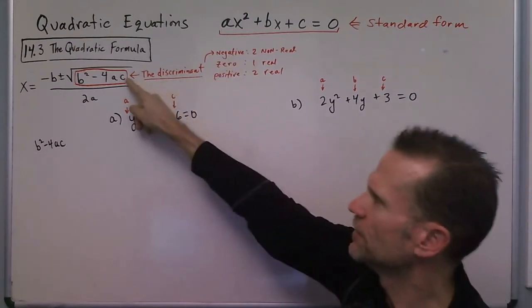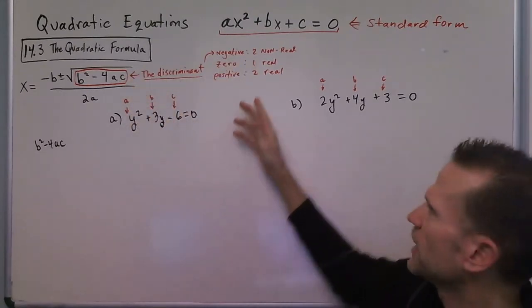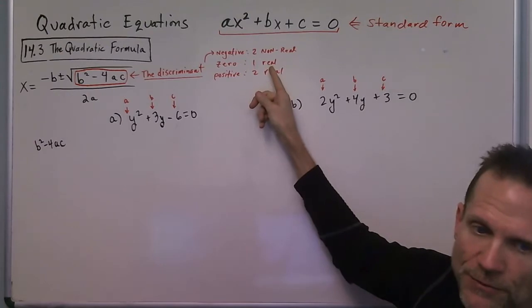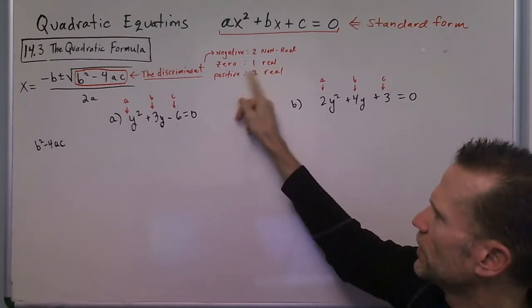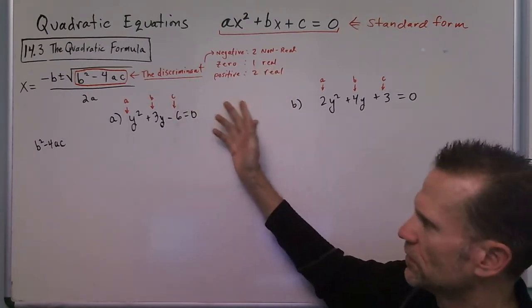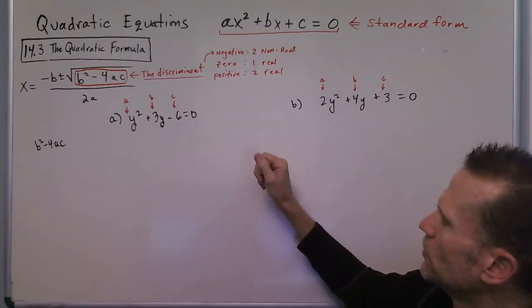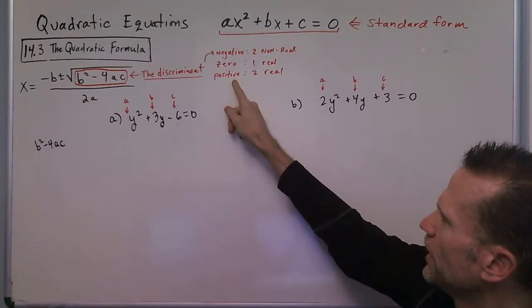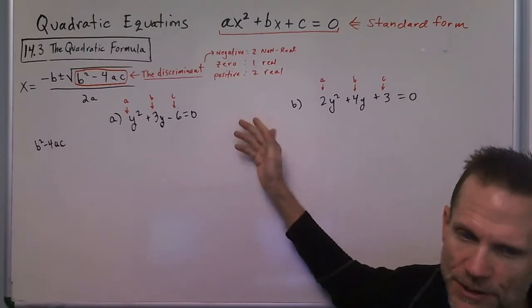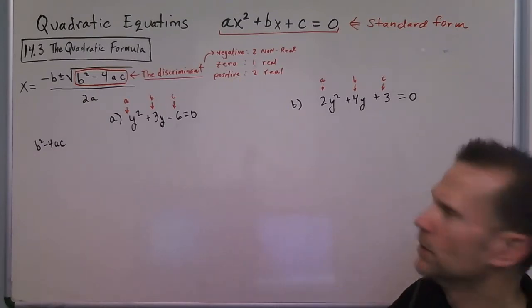If you get a negative in here, you'd be taking the square root of a negative number, so it would be 2 non-reals. If you get a 0 in here, the square root of 0 is 0, and you'll see in one example why we get 1 real solution. And then if we get a positive number underneath that radical, we get 2 real solutions.